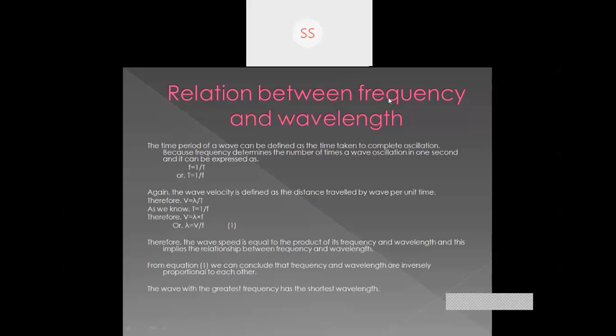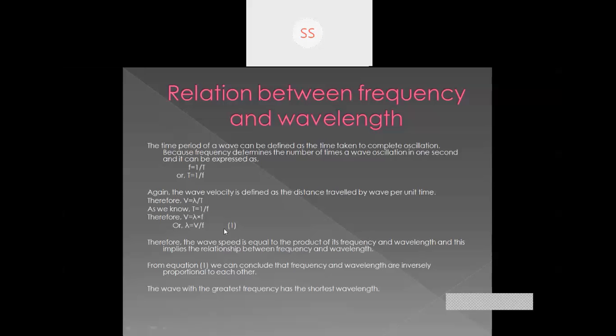Again, the wave velocity is defined as the distance traveled by the wave per unit time. In general, what is velocity? Velocity is distance traveled by time, right? Per unit time means in 1 second. The distance traveled by the wave in 1 second is its wave velocity. So therefore, velocity equals lambda by T, lambda for wavelength and T for time period.